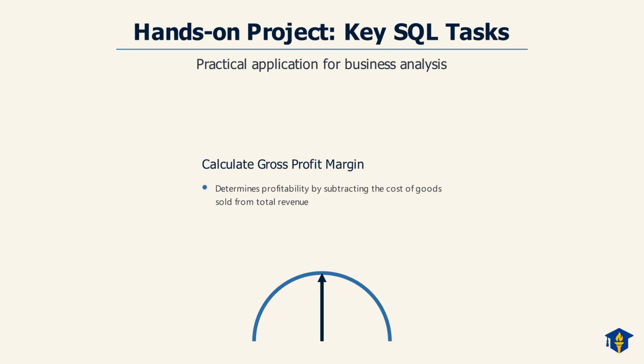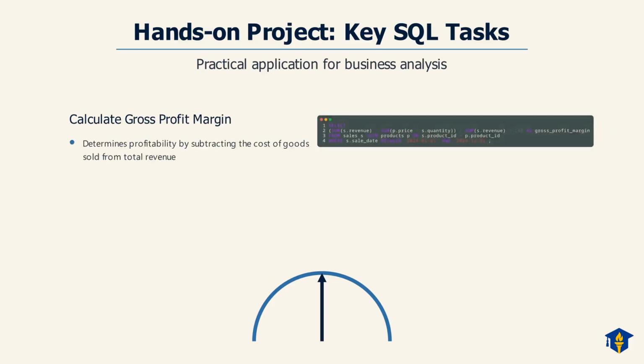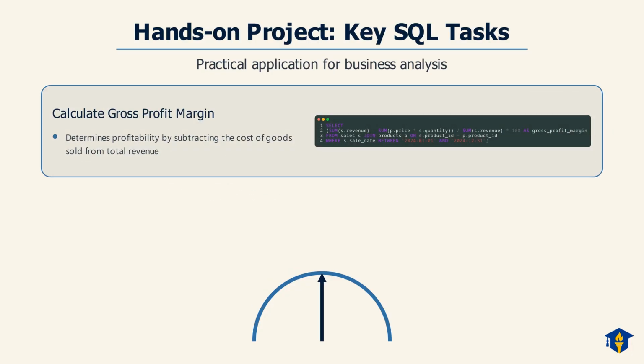Finally, we will calculate the gross profit margin, a crucial indicator of profitability. It determines profitability by subtracting the cost of goods sold from the total revenue generated. This SQL calculates gross profit margin by using revenue and product price multiplied by quantity for 2024.